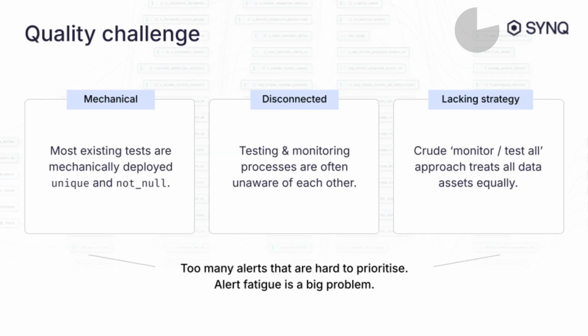Let's break down the quality challenge. Tests are often deployed mechanically, lacking intent, like basic unique or not null checks. Meanwhile, testing in the transformation layer often duplicates observability layer monitors, and a crude test-all strategy creates redundancies. This leads to alert fatigue, overwhelming data teams, and making it hard to prioritize what matters.